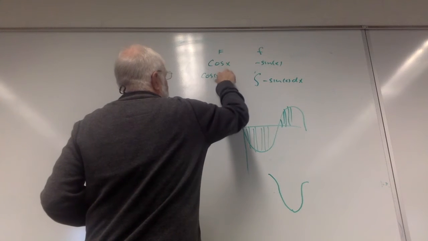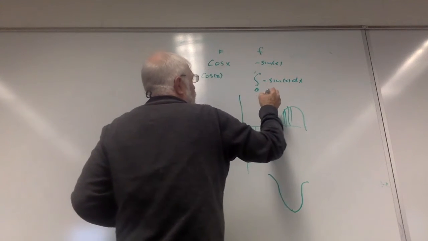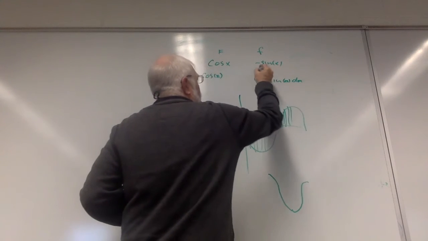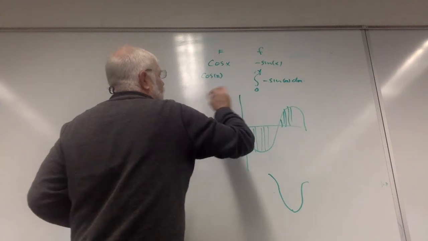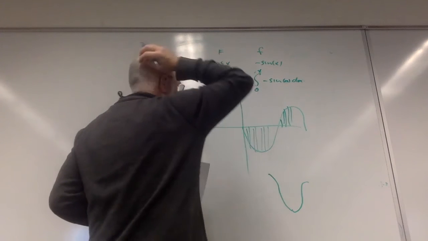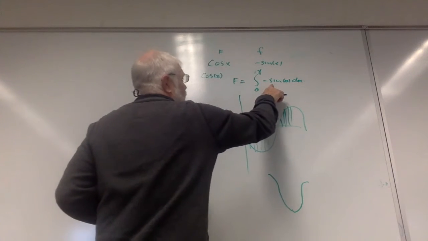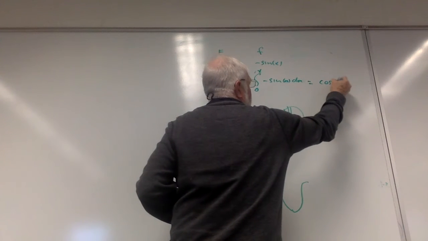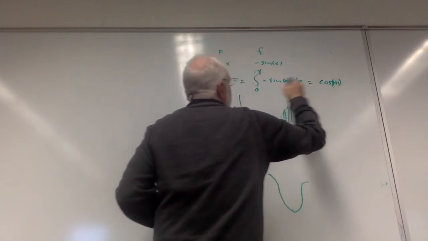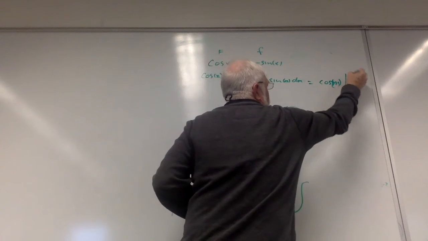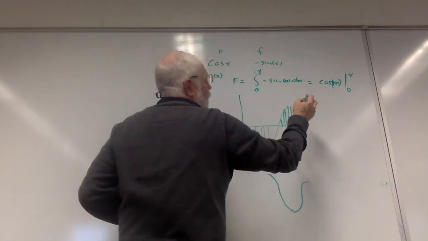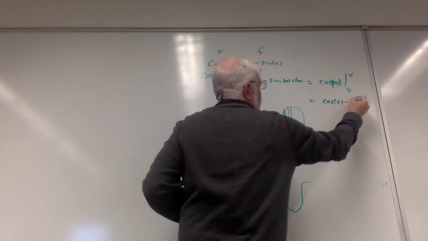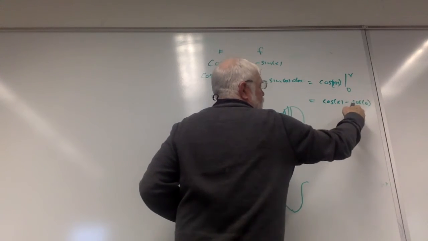Cosine of x at 0. So if I pick 0 here, and I'll make this a dummy variable, I'll use m dm, and I'll put x there. That's going to turn it into a function of x. That's going to be big F. When I integrate minus sine m, I get cosine m from 0 to x. And that gives me the cosine of x, which is what I wanted, minus the cosine of 0. That's a problem, all right?